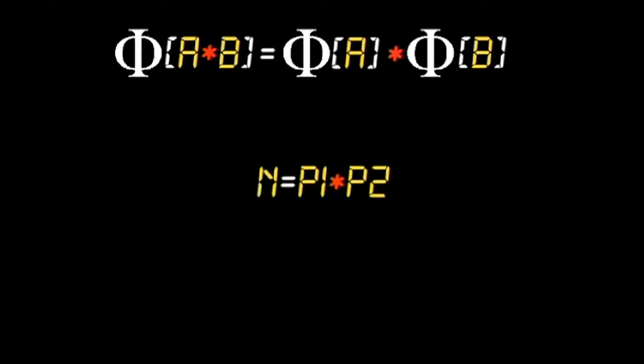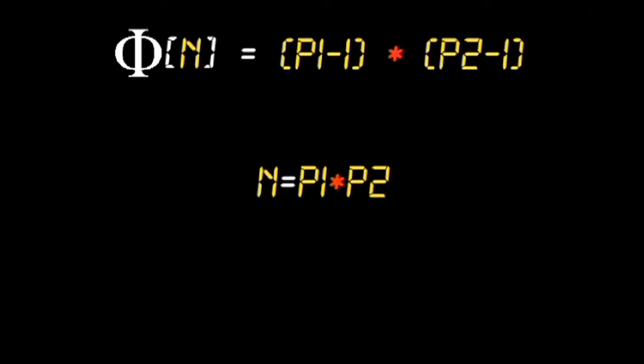This leads to an interesting result based on the fact that the phi function is also multiplicative. That is, phi of a times b equals phi of a times phi of b. If we know some number n is the product of two primes, p1 and p2, then phi of n is just the value of phi for each prime multiplied together, or p1 minus 1 times p2 minus 1.